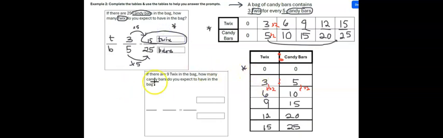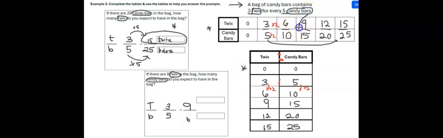All right, now this next one. If there are 9 Twix in the bag, how many candy bars would you expect to have? So again, it's Twix over candy bars. And we know there's 3 to every 5. That's what they gave us for our rate that we're going to use. And we're trying to figure out, if there are 9 Twix, it goes up here, and we don't know the bars. That's what we're trying to figure out.